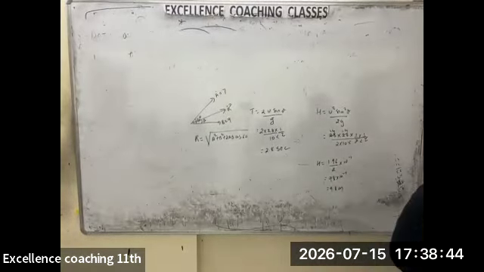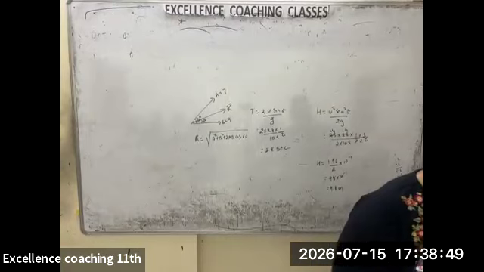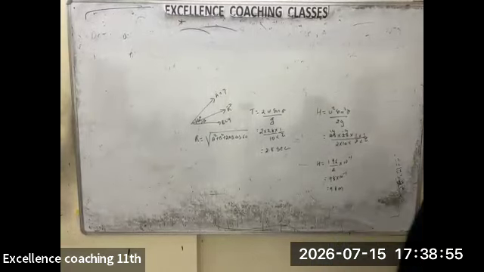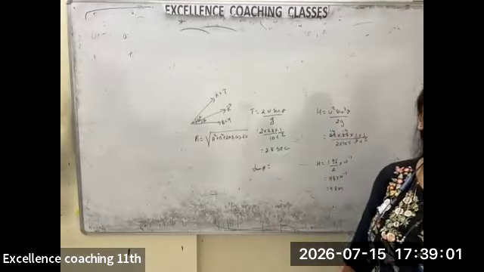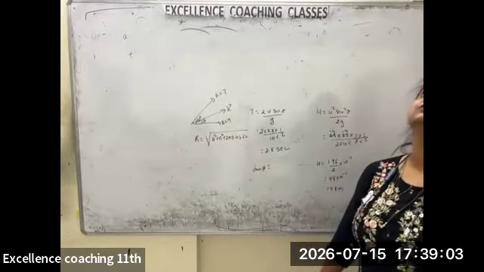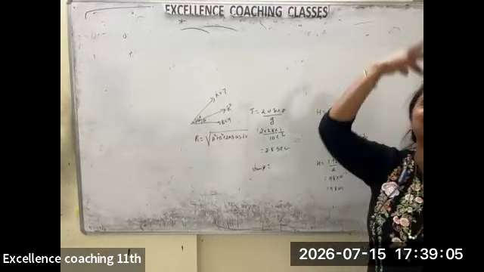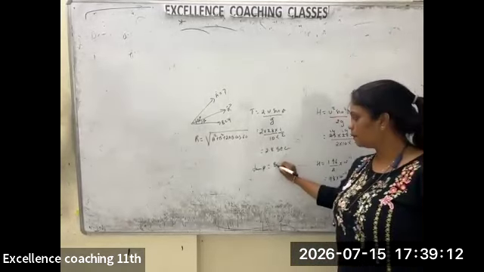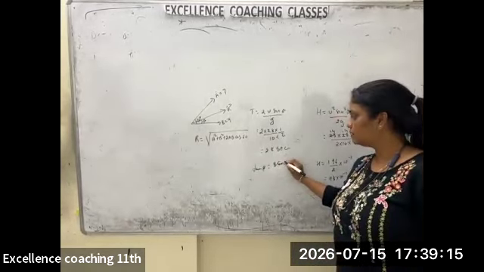How much is that? Root 193. So that will come to approximately 13 point something. So find out tan beta. Tan beta is, you remember the formula? Go and check. You have to check on the notes. If you don't remember, it is B sin theta upon A plus B cos theta.